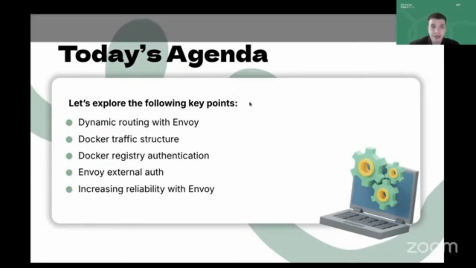Let's look at today's agenda. The key topics that we're going to cover today are the dynamic routing with Envoy, the structure of the Docker traffic, and we'll also take a glance at Docker registry authentication protocol. And knowing the details of Docker registry authentication, we will use Envoy external authentication service feature to implement our custom authentication scheme. Last but not least, we will come up with the solutions based on Envoy tools that will help us make the whole system more reliable and stable.